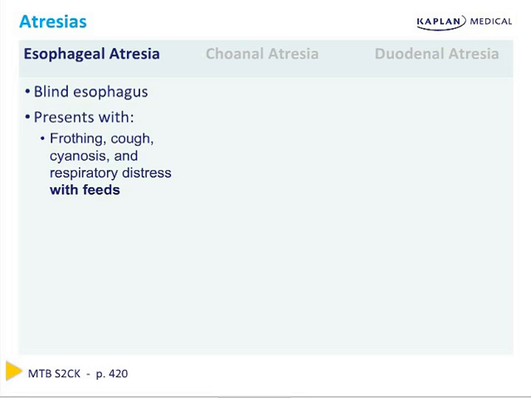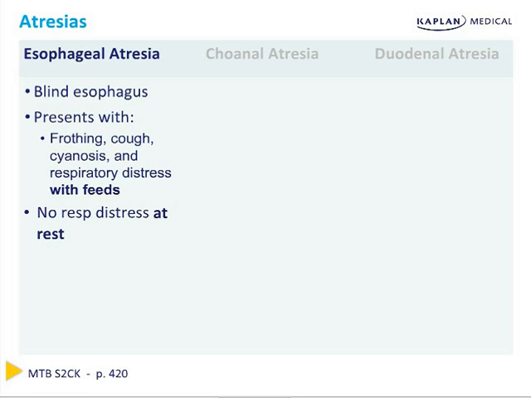Now, if enough food, if enough formula milk goes down into the airway and inhibits oxygen exchange in the lungs, you get cyanosis and respiratory distress when they're feeding. So when they're feeding, because the food has nowhere to go except ultimately via gravity through the airway or into the lungs, they can have severe respiratory distress with feeds.